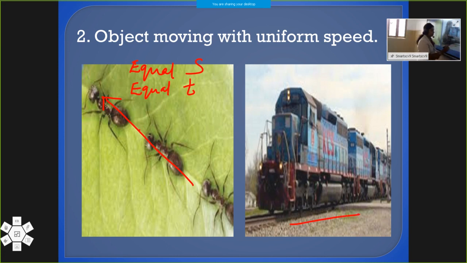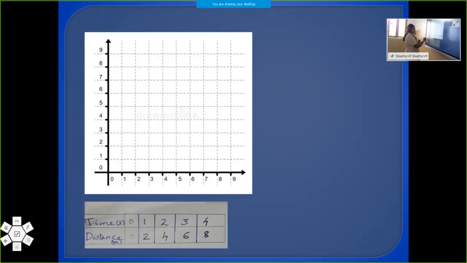So here a train is moving on a straight track and it covers equal distance in equal intervals of time. We can say that it is in uniform motion or uniform speed. So we are going to represent the distance-time graph for this type of motion, that is uniform motion. Okay. So you can draw the graph with me.